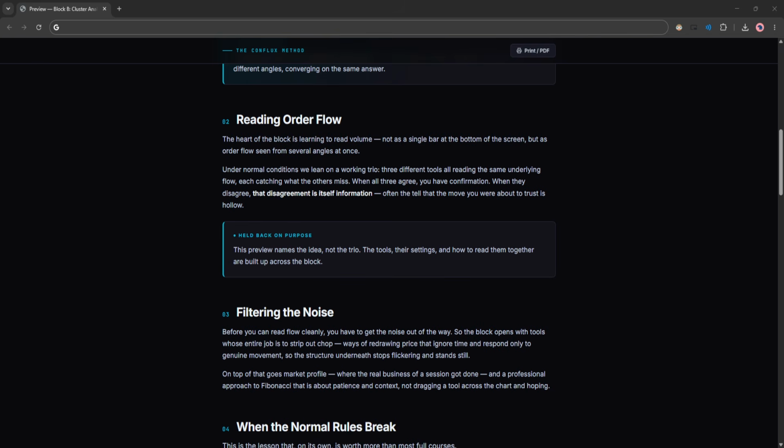I am not going to walk through the trio here. What matters for this preview is the idea. Confirmation is not one indicator saying yes. It is independent tools converging on the same answer.